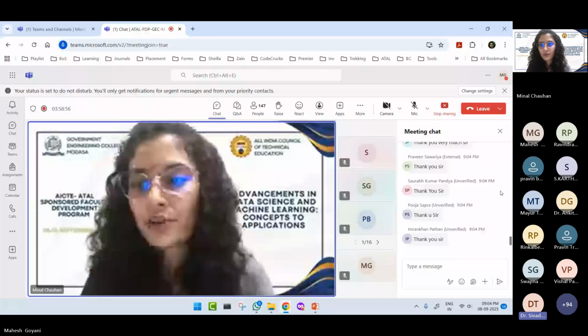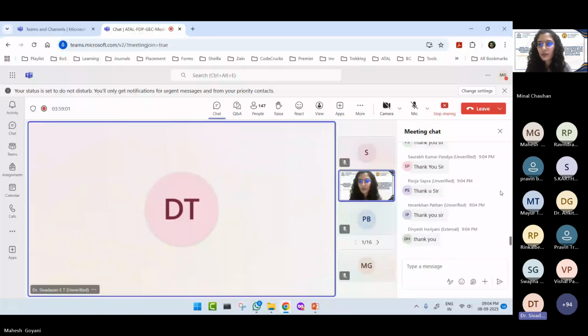Madam, regarding attendance, should we go to the ATAL portal or what to do? No, sir. You do not do anything. We'll download the attendance session wise and mark it on AICTE ATAL on your behalf, because attendance marking is only available to the coordinator panel of the AICTE ATAL portal. So we'll do it from our side, don't worry about it. But from your side, you need to give the feedback on the last day of the AICTE ATAL FDP.